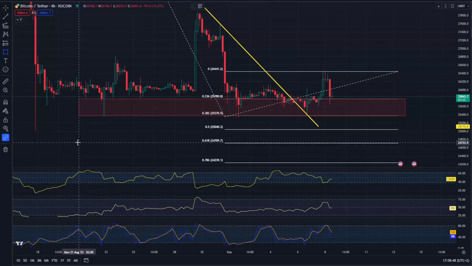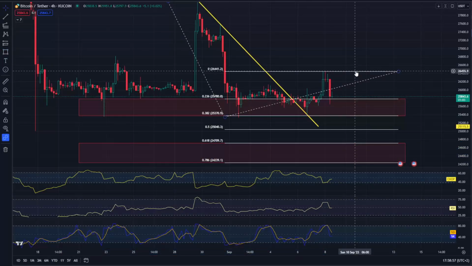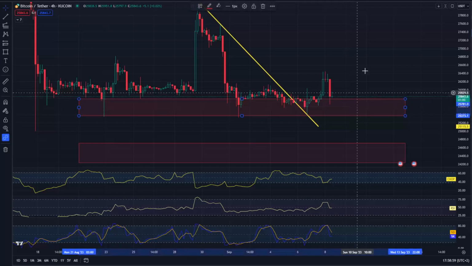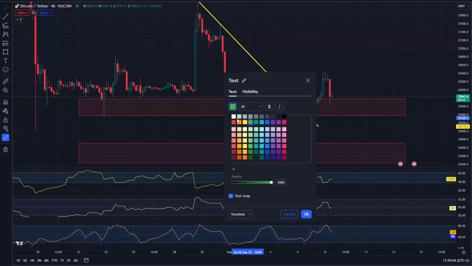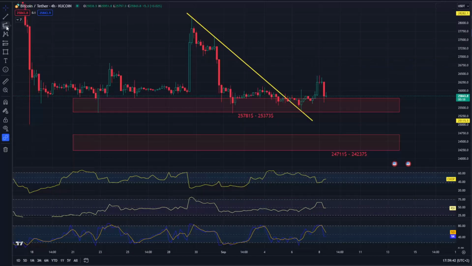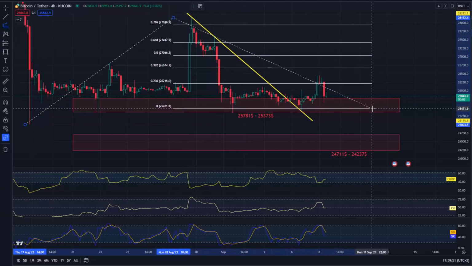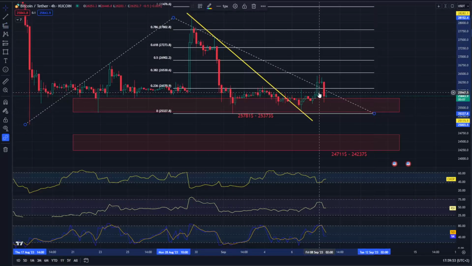But when we fall lower we have a second zone support from $24,711 to $24,237. Looking the other way, we can determine resistance areas in a similar way.